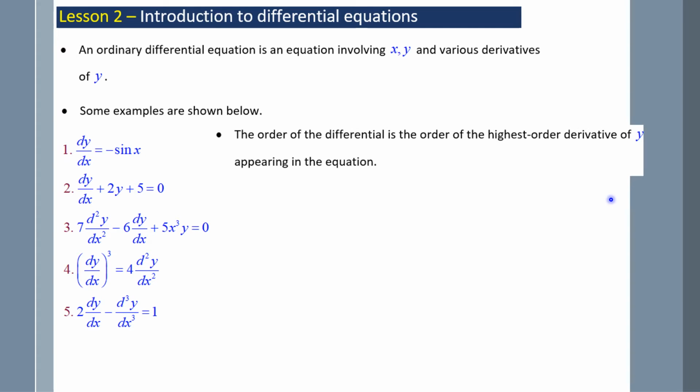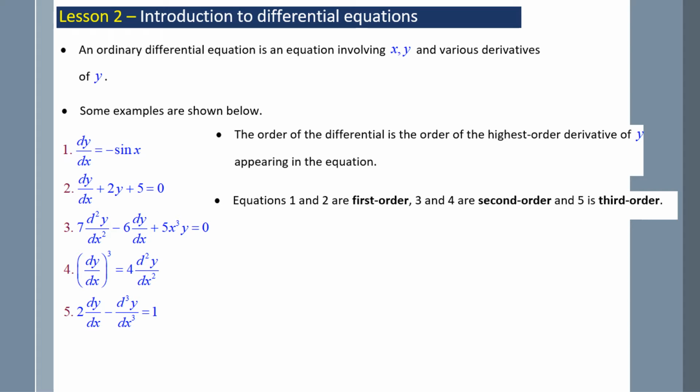Now the order of the differential equation is the order of the highest order derivative of y appearing in the equation. So here's the highest order here, whereas in this equation here, the highest order would be the second derivative over the first derivative. Equations 1 and 2 are first order, 3 and 4 are second order, and 5 is third order.